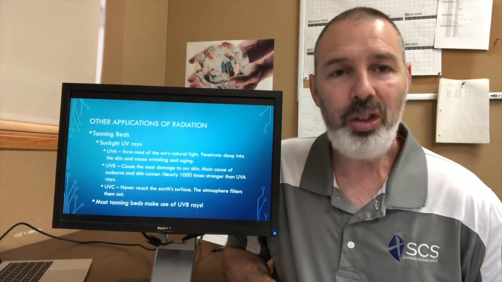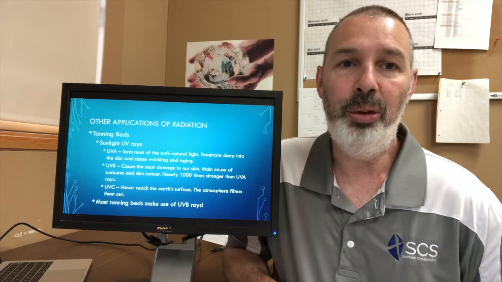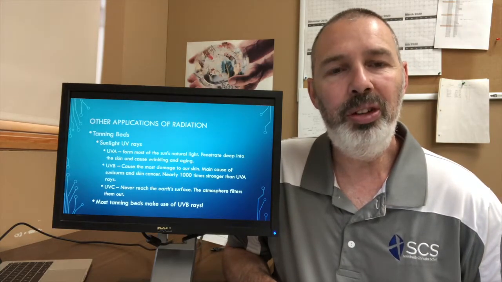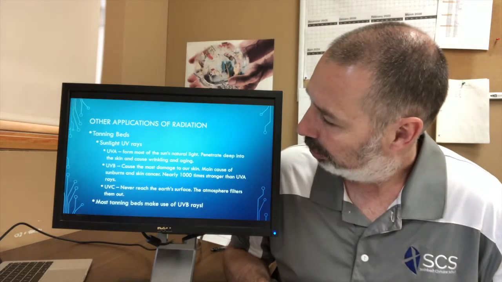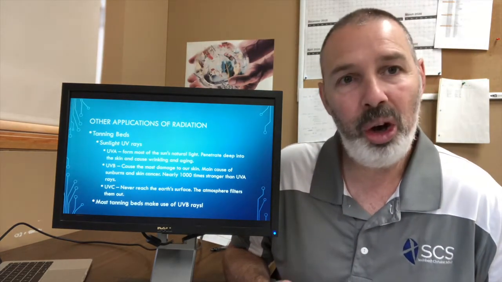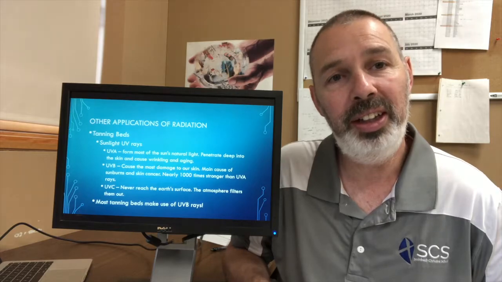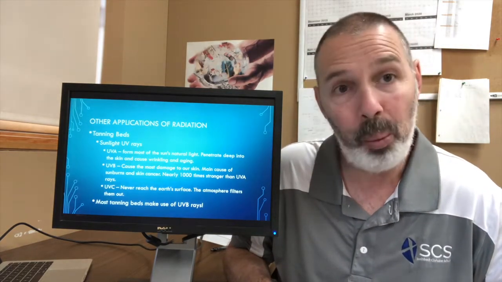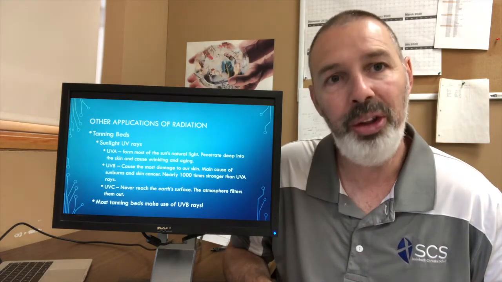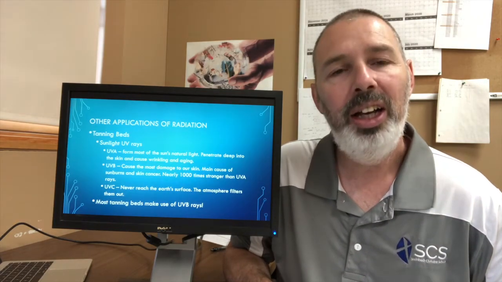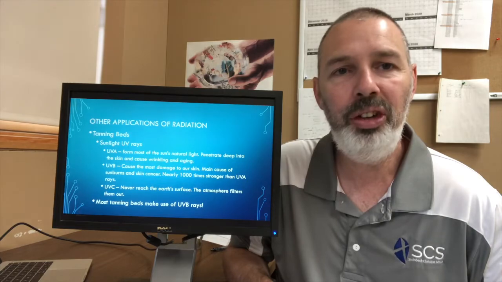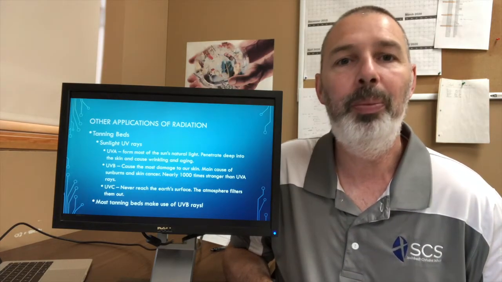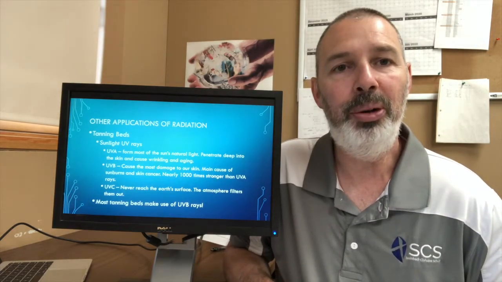UVB rays are the ones that cause the most damage to our skin. UVB rays actually penetrate into your skin and are the major causes of sunburn and skin cancer. They're the ones that destroy our cells, and they are 1,000 times stronger than UVA rays. And then there's UVC rays. UVC rays never reach the Earth's surface. They are filtered out by our atmosphere, so we don't need to worry about them.